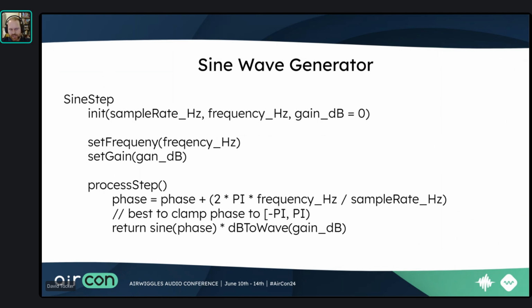So this effect is going to take an initialization function. It's going to take in a sample rate in hertz, the frequency of the sine wave that we want to generate, and some sort of magnitude, in this case, a gain in decibels. We're going to have some extra functions that can change the frequency at any time or the gain at any time, and those don't do any math. They just directly set those values. And then the core of it is going to be this process step. So every tick, every time through the sample rate, we're going to just take our last phase, calculate the new phase based on the current sample rate and frequency, and then run that through the sine function and scale it. If you did this in real life, you're going to want to clamp it to plus or minus pi because the phase will grow out of bounds and end up saturating the float.